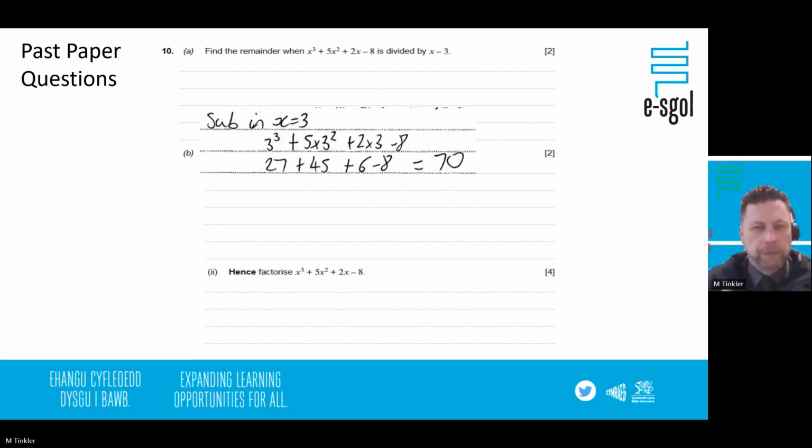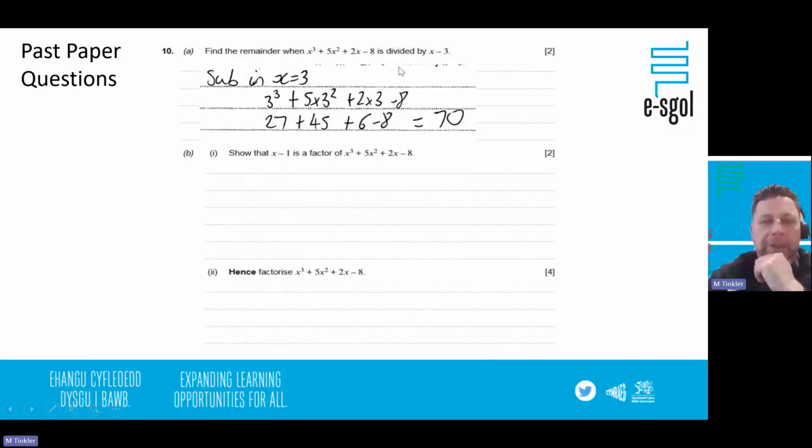Okay. And the first bit says x minus 3, so I've subbed in 3. I've shown my workings how it is done. Gave me 70 for 2 marks. A mark for subbing in 3 and a mark for getting the answer.